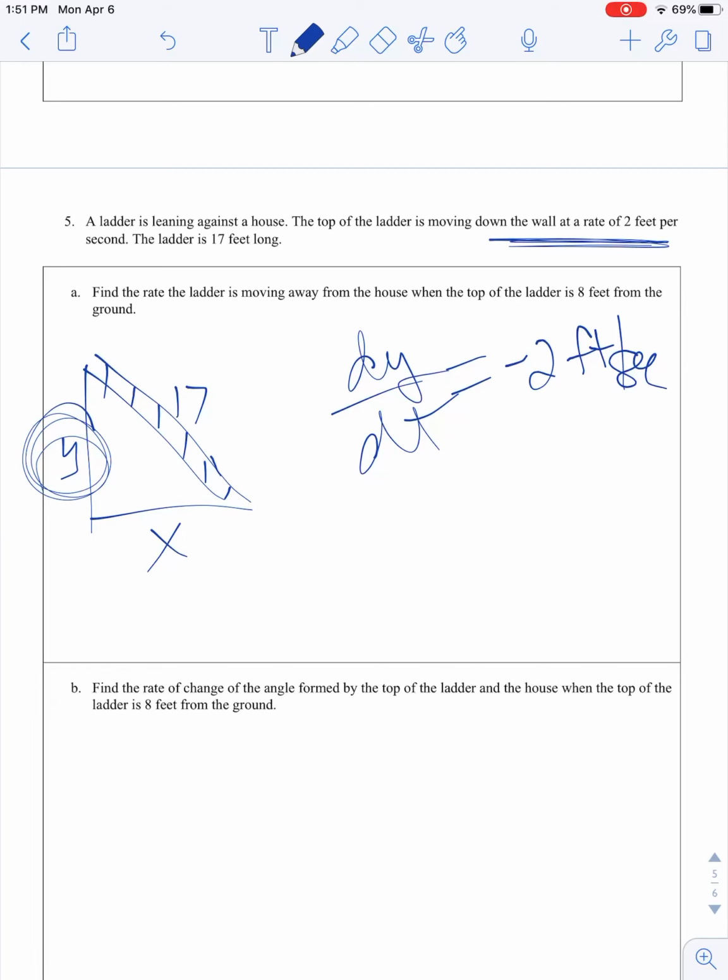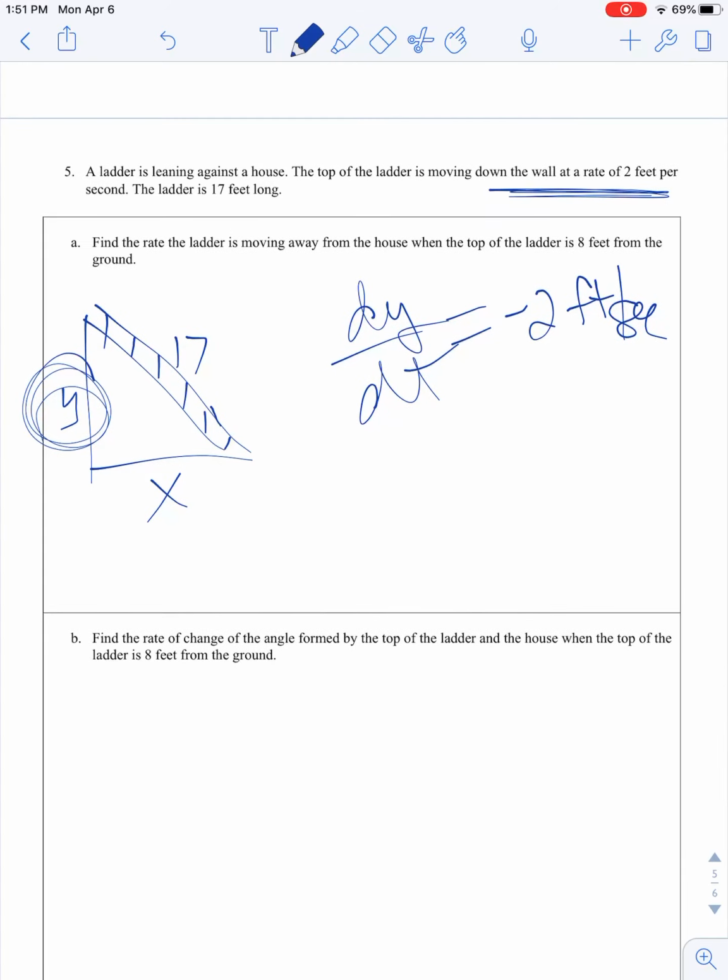So now I can use that, okay? I don't know what y is. I don't know what x is. It says ladder, oh, what are we doing? At the moment when the top of the ladder is 8 feet from the ground. So we're saying at that moment, we take a picture, y is going to be 8. But that ladder is sliding down. We want to know when y is 8.